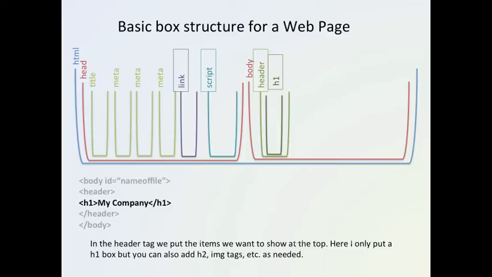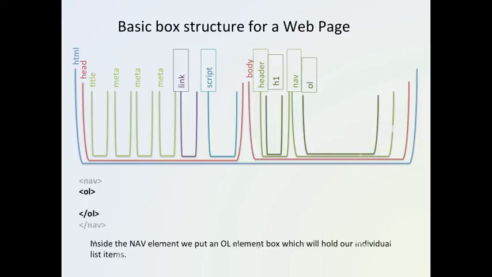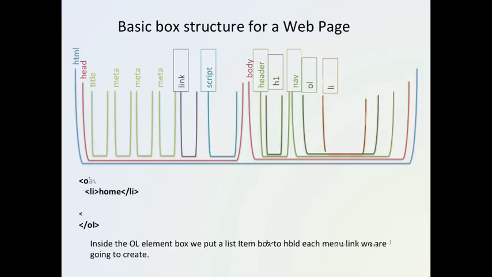Now, usually following after that we have the nav section. Well, that's where we're going to kind of group together all of our main navigation elements. And generally I put all of my main navigation elements inside of an ordered list box. Okay? So the ordered list box itself doesn't have anything. We have to make sure that we throw in the individual list items in it. And each list item would be for our menu items.